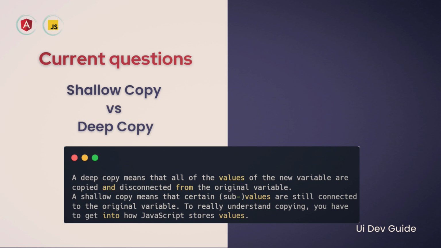In the deep copy, you have a separate memory allocation from the previous one. In shallow copy, you get the references of the previous one. Now tell me, how can we make a deep copy? Object one equals new object. That is a shallow copy.